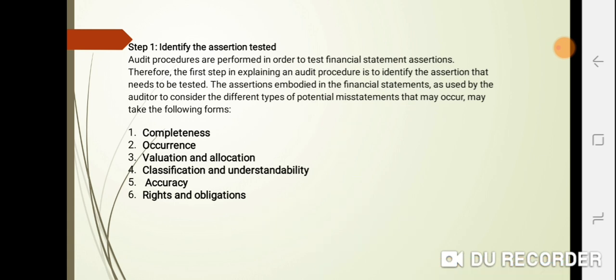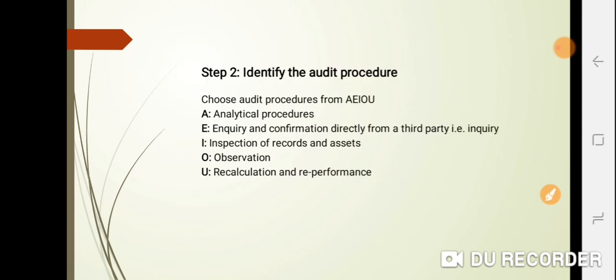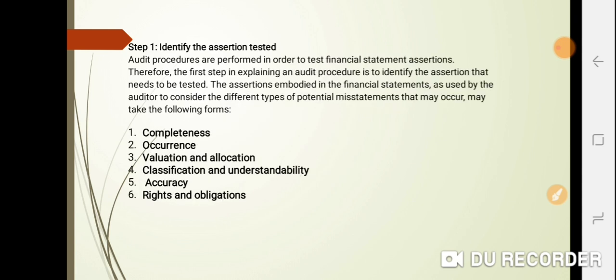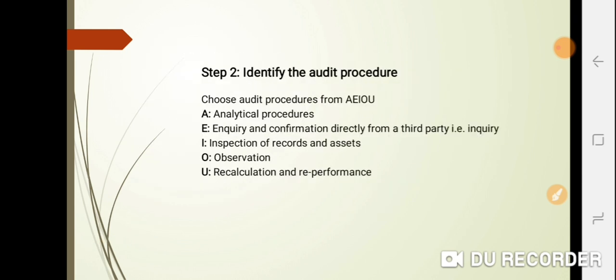Okay, shall we take up the next step, that is identifying the audit procedure. See, identifying the audit procedure happens in the second step. So that is analytical procedure, inquiry and confirmation directly from a third party, inspection of records and assets, observation, recalculation, and reperformance. So these are all the things which are going to happen in the second step.